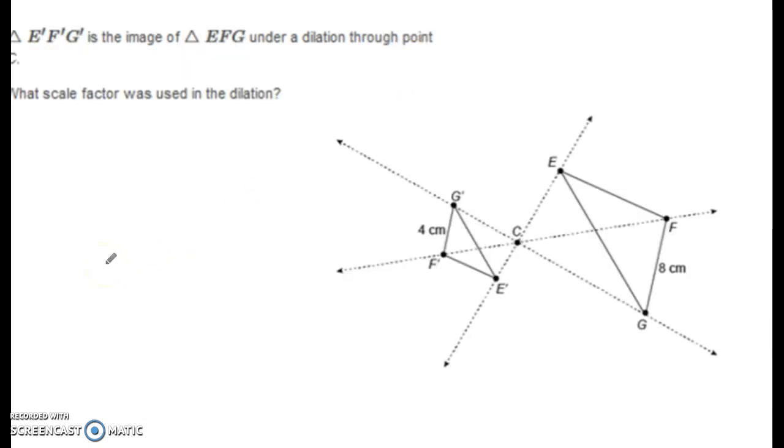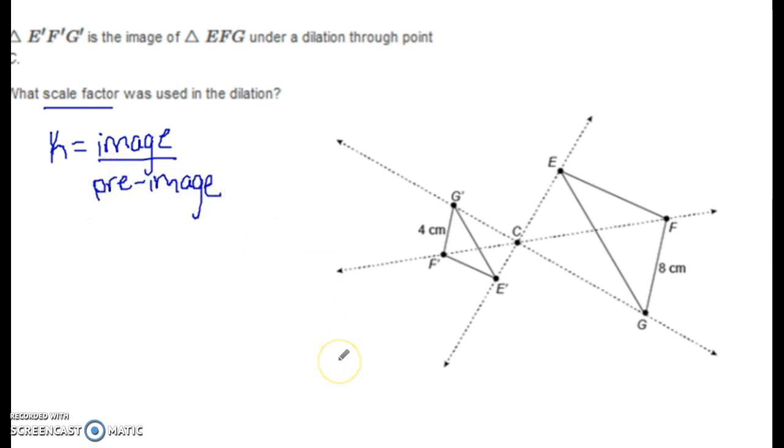All right, triangle E prime F prime G prime is the image of triangle EFG under a dilation through point C. What scale factor was used in the dilation? So we're trying to find the scale factor. I'm going to go ahead and write down my scale factor formula: image over pre-image. If you notice, GF is 8 centimeters and G prime F prime is 4 centimeters.